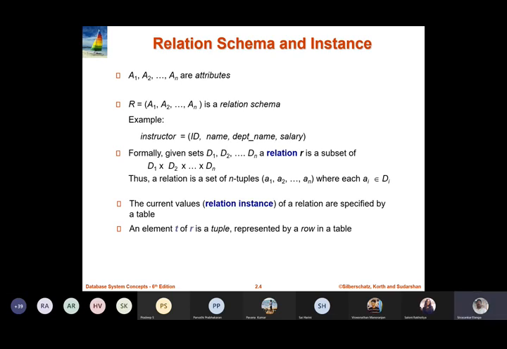So the database instance deals with the data that is currently stored in the database at a point of time, and the schema defines the overall structure of the relation, right? So for example, let us have some attributes a1, a2 till an, right? A relation R is a set of attributes, right? For example, the instructor relation contains the ID of the instructor, name, department name, and salary, right?